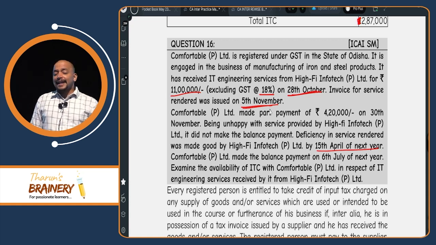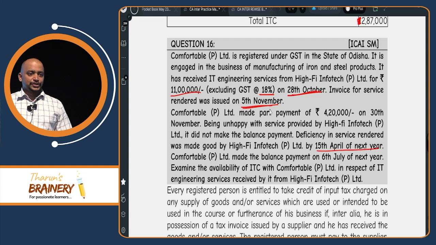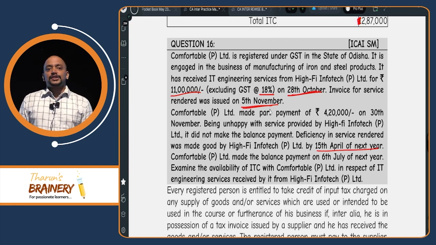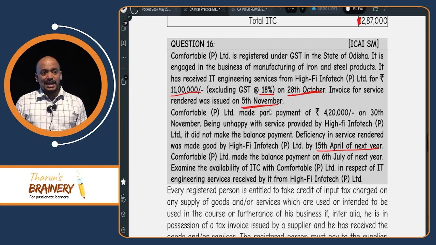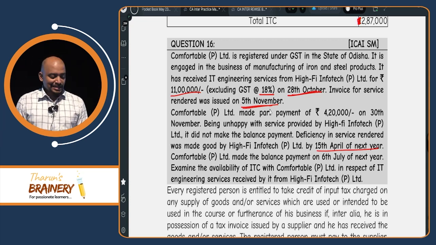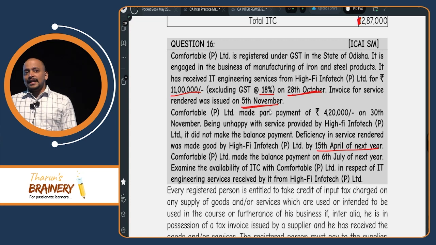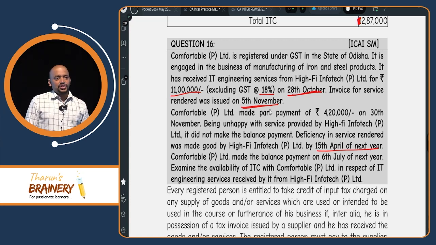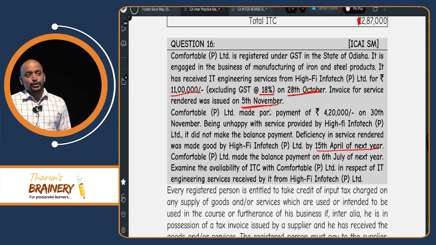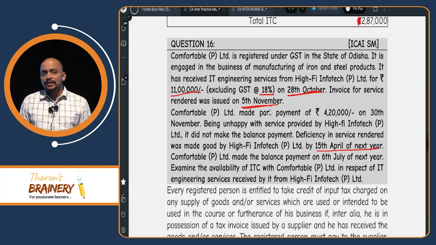Now we need to check whether they are making the payment within 180 days. If the payment is not made within 180 days from the date of invoice, then with respect to the payment not made, they need to reverse the ITC. From 5th November, count 180 days. In November 25 days, in December 31 days, in January 31 days, February 28 days, March 31 days. So total up to March is 146.